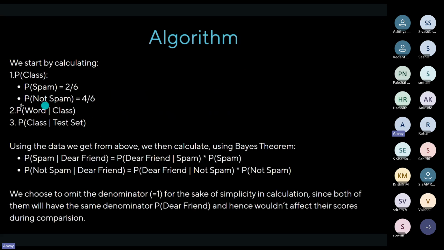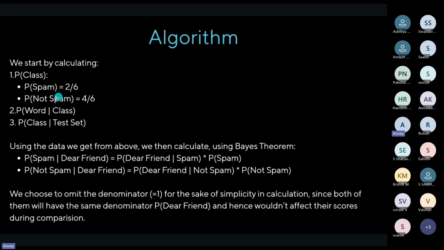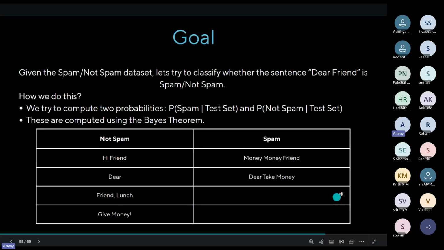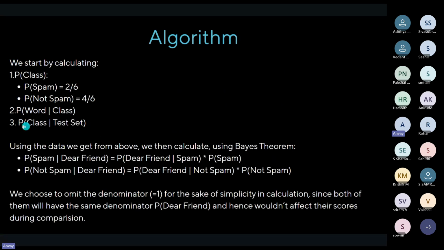The algorithm starts by first finding the probability of the class. P of spam is 2/6 because we only have 2 spam sentences in our data set out of a total of 6 sentences. And we have 4/6 for not spam. Then we try to find the probability of the word given that class. And then we try to find the probability of the class given the test set.